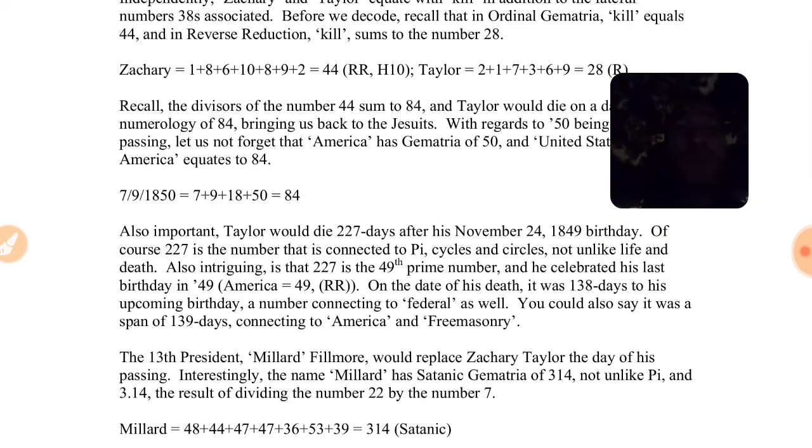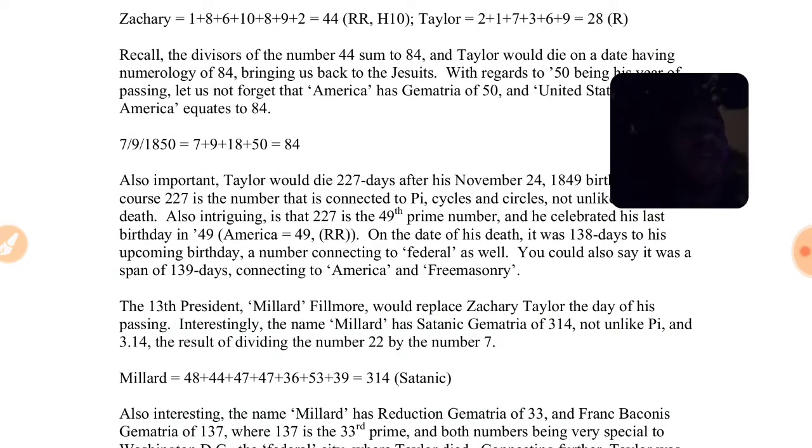So, also important, Taylor would die 227 days after his November 24th, 1849 birthday. Of course, 227 is the number that is connected to pi, like cycles and circles, not unlike life and death, because 22 divided by 7 is the closest to pi. Also intriguing is that 227 is the 49th prime number, and he celebrated his last birthday in 49. America equals 49 in reverse reduction. On the date of his death, it was 138 days to his upcoming birthday, a number connecting to federal as well. You could also say it was a span of 139 days, connecting to America and Freemasonry.